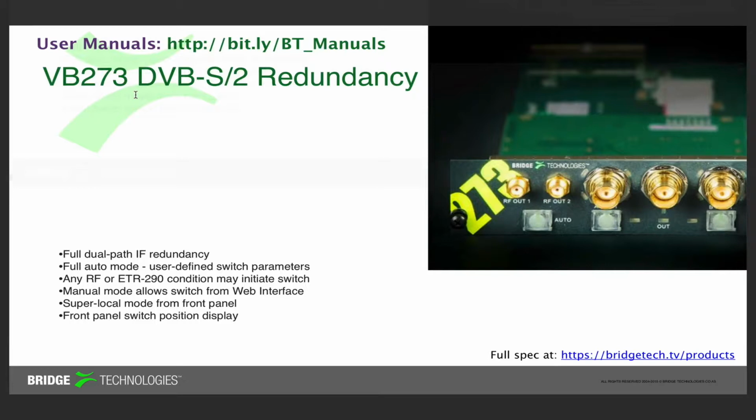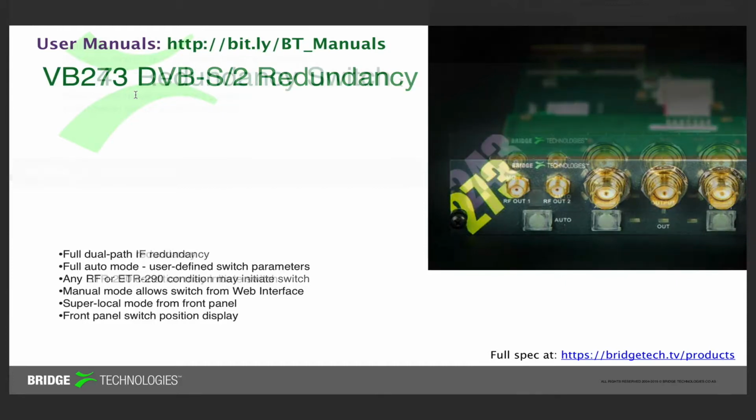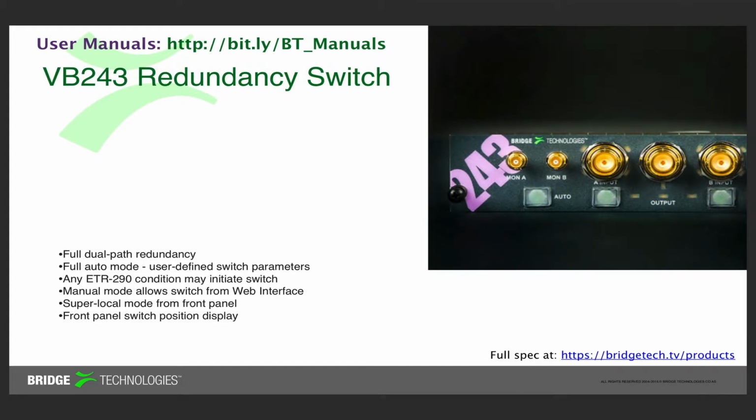It does all of the ETR290 testing that we're used to with the 243, but it adds an RF layer at the end. So basically it monitors the output of an A and a B modulator and makes a switch depending on an ETR290 alarm or an RF alarm. So this is the VB243 blade. We can see it when we look at the web interface in a moment.